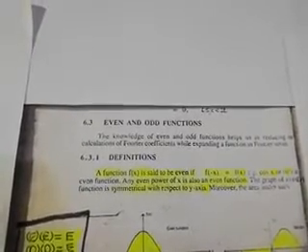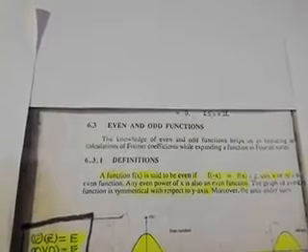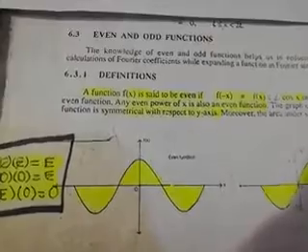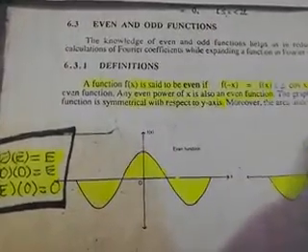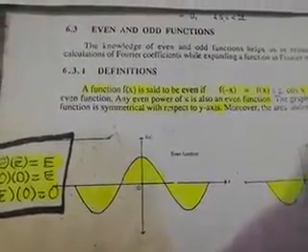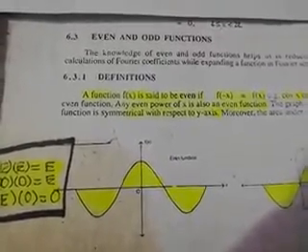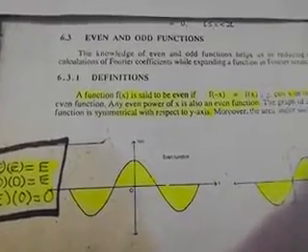Examples are cos x, or any function f of x where the power on the variable x is even. Any even power of x is also an even function. Okay, you can see the graph of an even function, which is basically the graph of cos. As cos 0 is 1 and cos pi by 2 is 0, this is an even function.